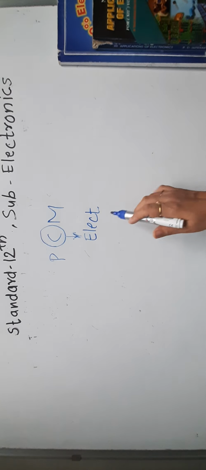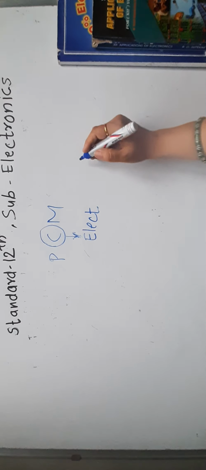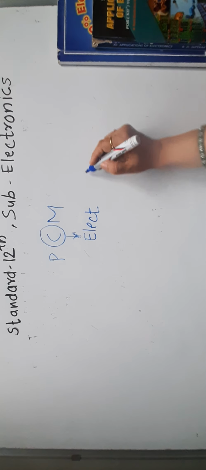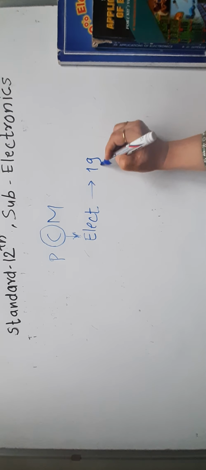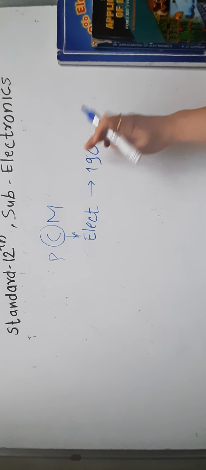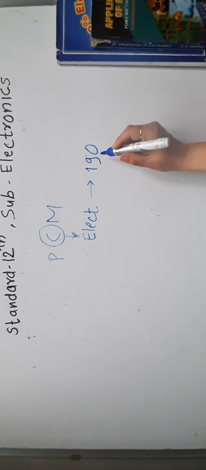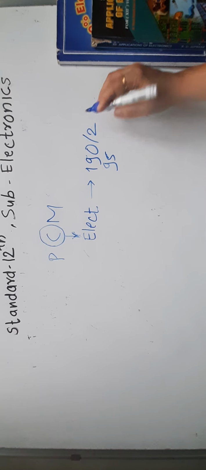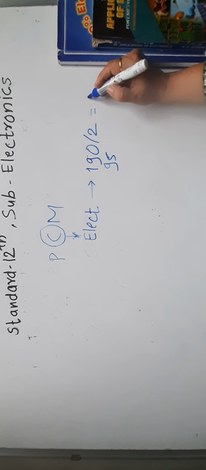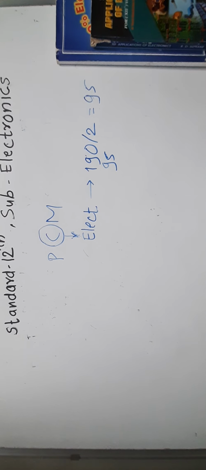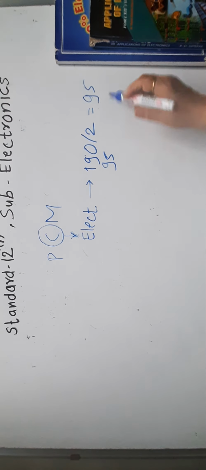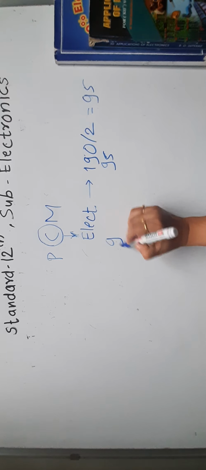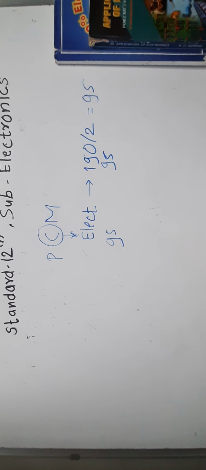If you score well in electronics, then instead of chemistry, the marks of electronics are considered. So suppose your score in electronics is 190, then the average of electronics will become 95, so 190 upon 2 out of 100, that will be 95. So instead of chemistry, here the 95 marks of electronics will be considered.